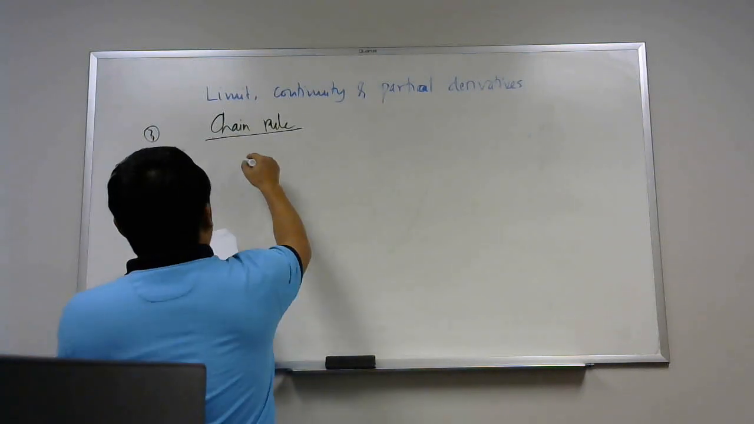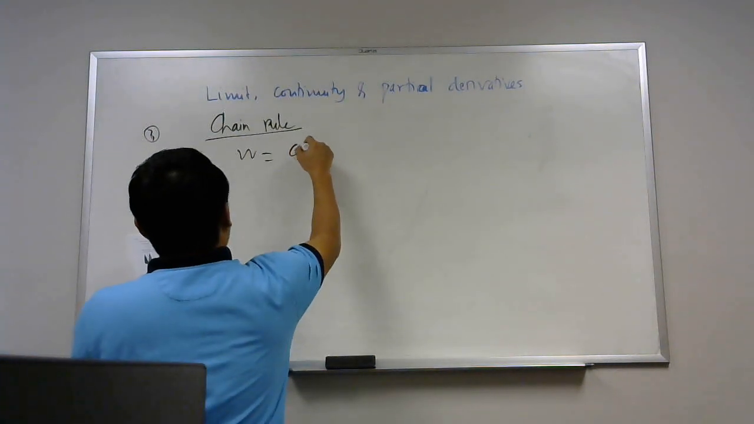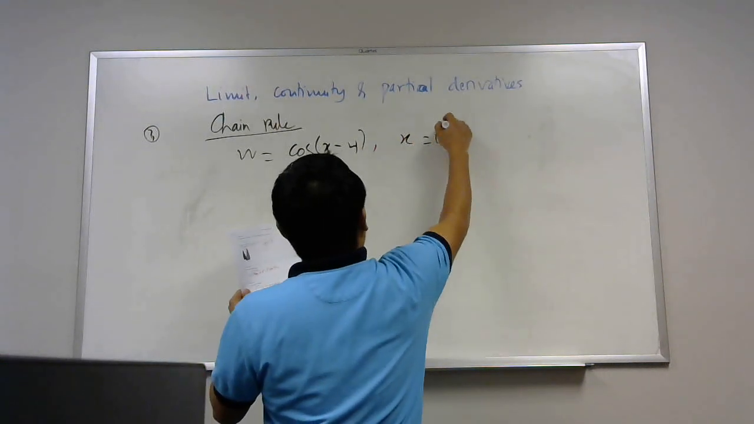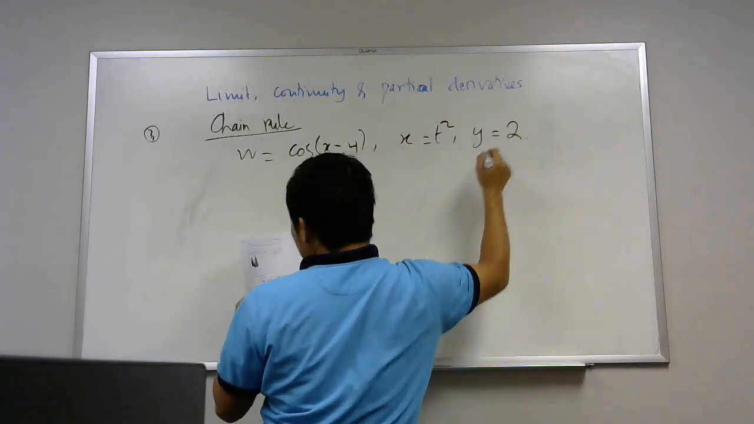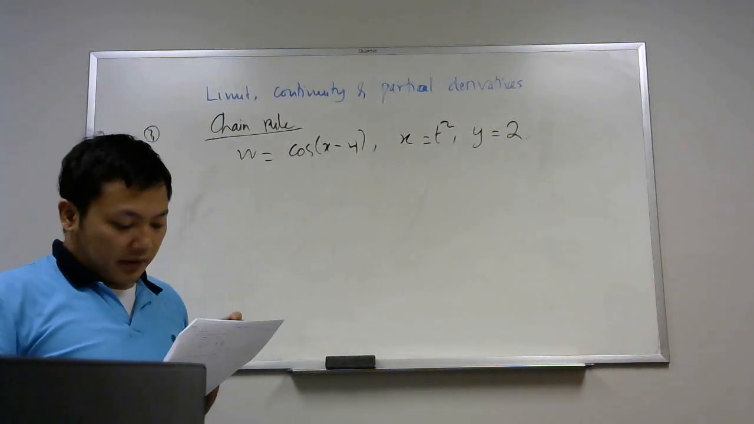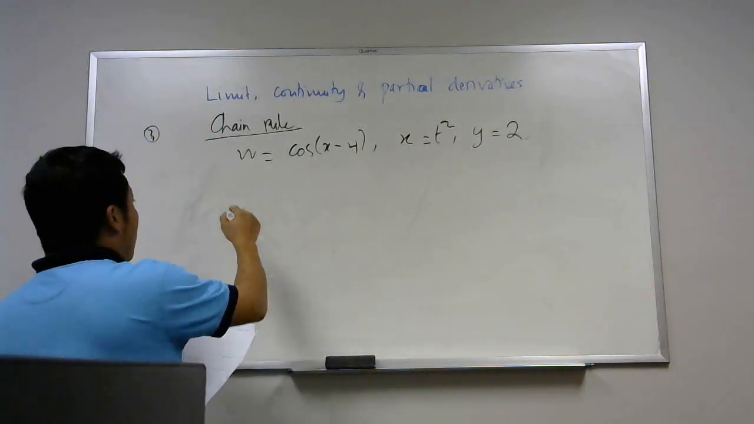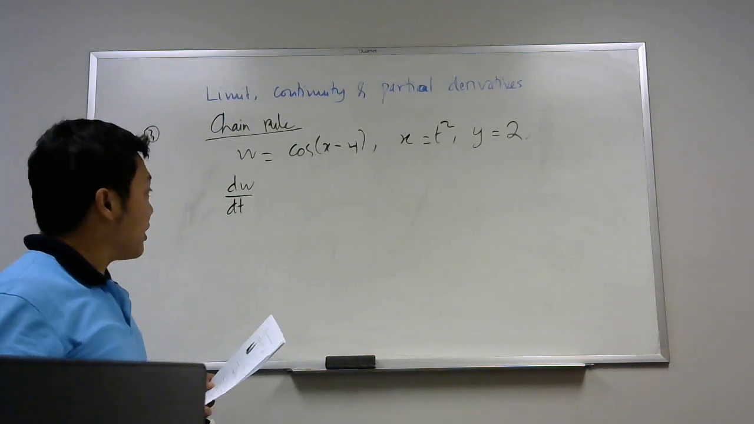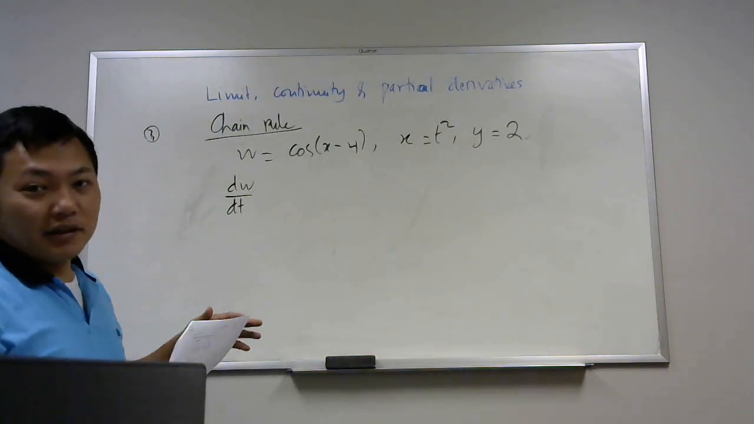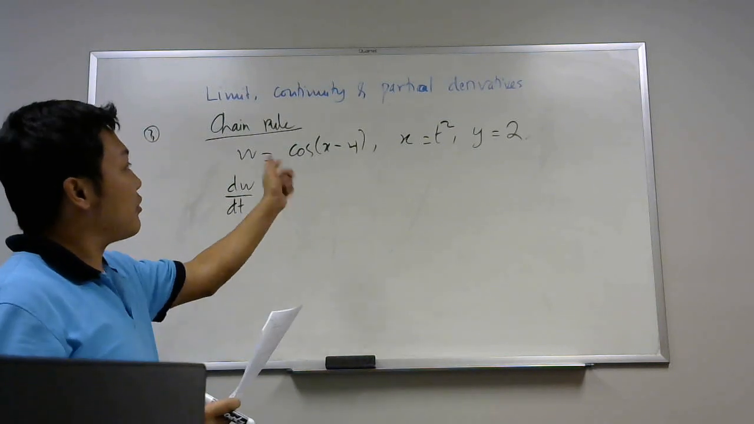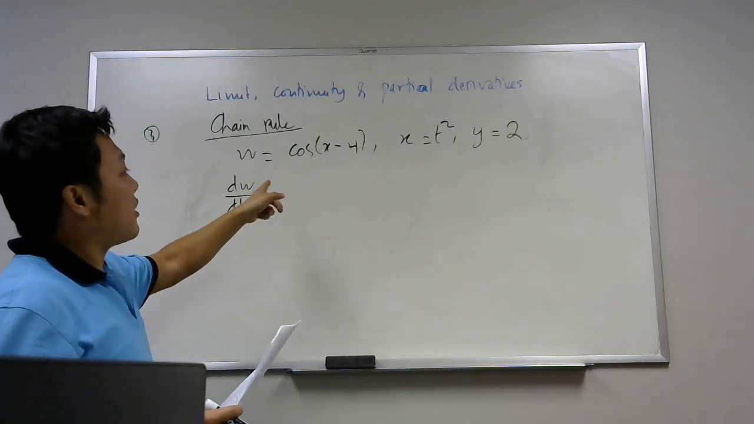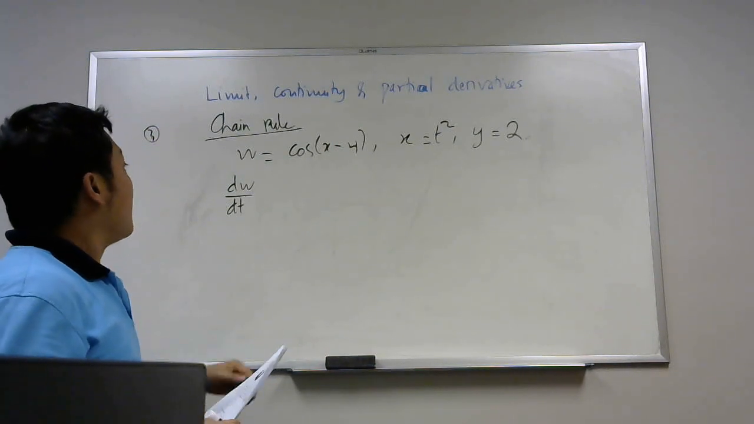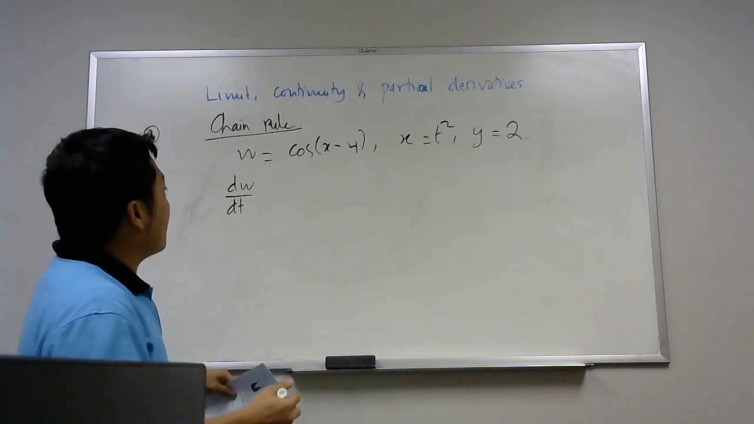Okay, let me solve the quiz. W equals cosine of x minus y, where x equals t squared and y equals 2. First question, they ask us to find dw with respect to dt, by using the chain rule and then by using just the normal way, when we plug x and y into this function, we get a function of one variable, like calculus 1, right? But what is the chain rule?